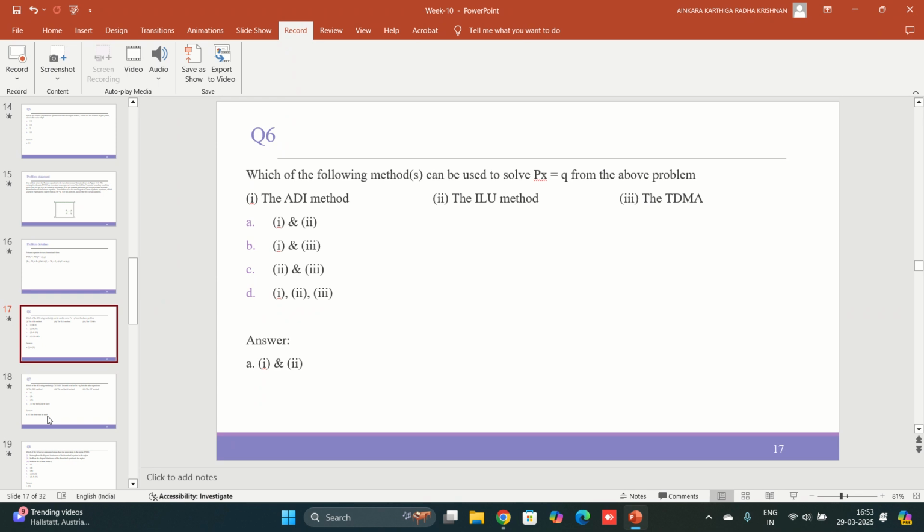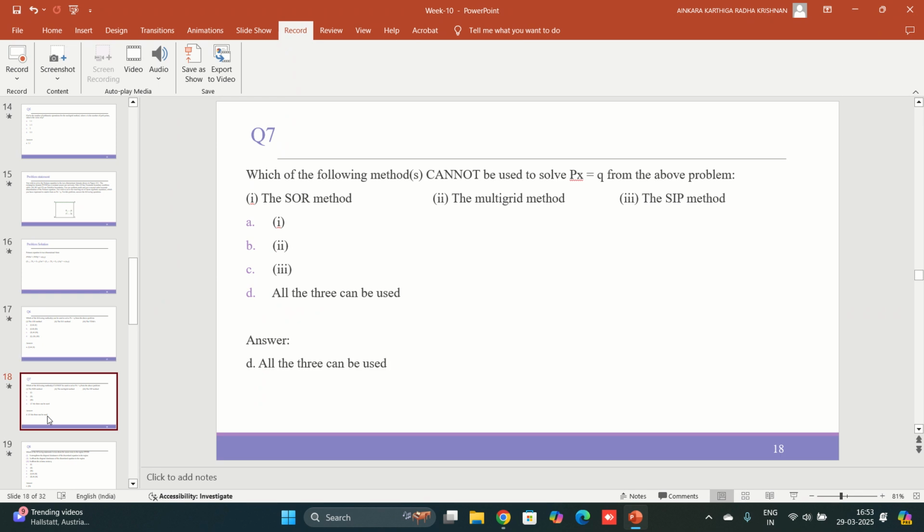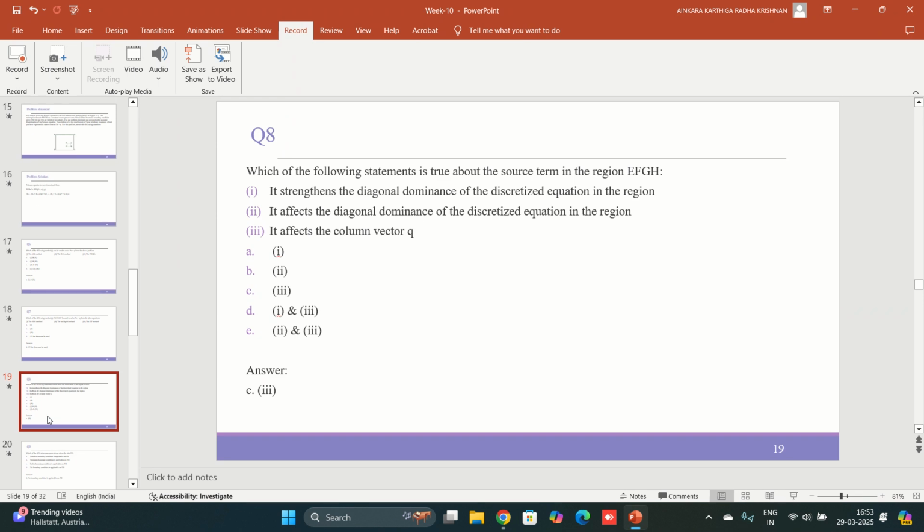Other than that, we can use SOR, multigrid, SIP method. So also the source term in this particular question affects the column vector only. It is not contributing in any way to the discretized equation's diagonal dominance condition.